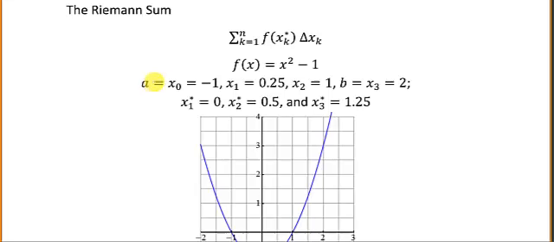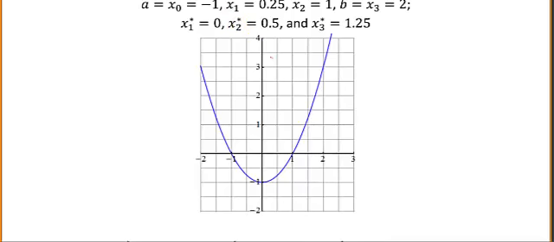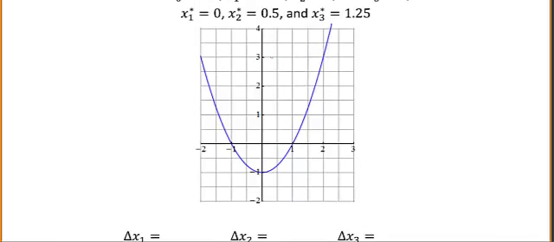The left endpoint, x0, is at negative 1, x1 is 1/4, x2 is 1, and x3, the right endpoint, is 2. And the x sub k stars are: x sub 1 star is 0, x sub 2 star is 1/2, and x sub 3 star is 5/4. So let's take a look at what we have here.